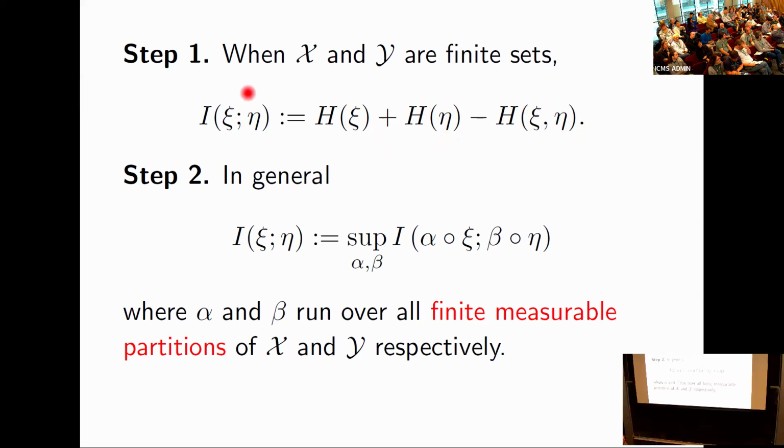And in general, so general means that X and Y may be infinite sets. In this case, we define the mutual information this way. Here, alpha and beta run over all finite measurable partitions of X and Y. Then the compositions alpha of xi and beta of eta are random variables taking only finitely many values. So this quantity is defined by step 1. This is the definition of mutual information.